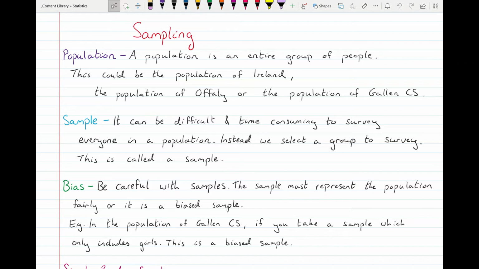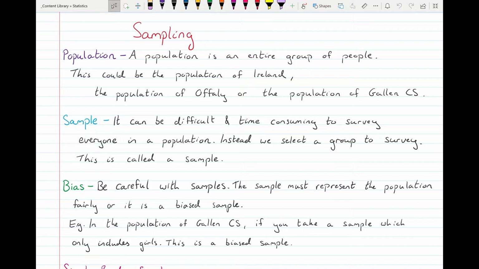A sample then is taken from the population. It can be time consuming and costly to survey everybody in a population. When you do survey everyone in a population, it's called a census. And as I said, the census is given out by the government every 5 years. Instead, what we normally do is we select a group of people from the population to ask. And we call that a sample.